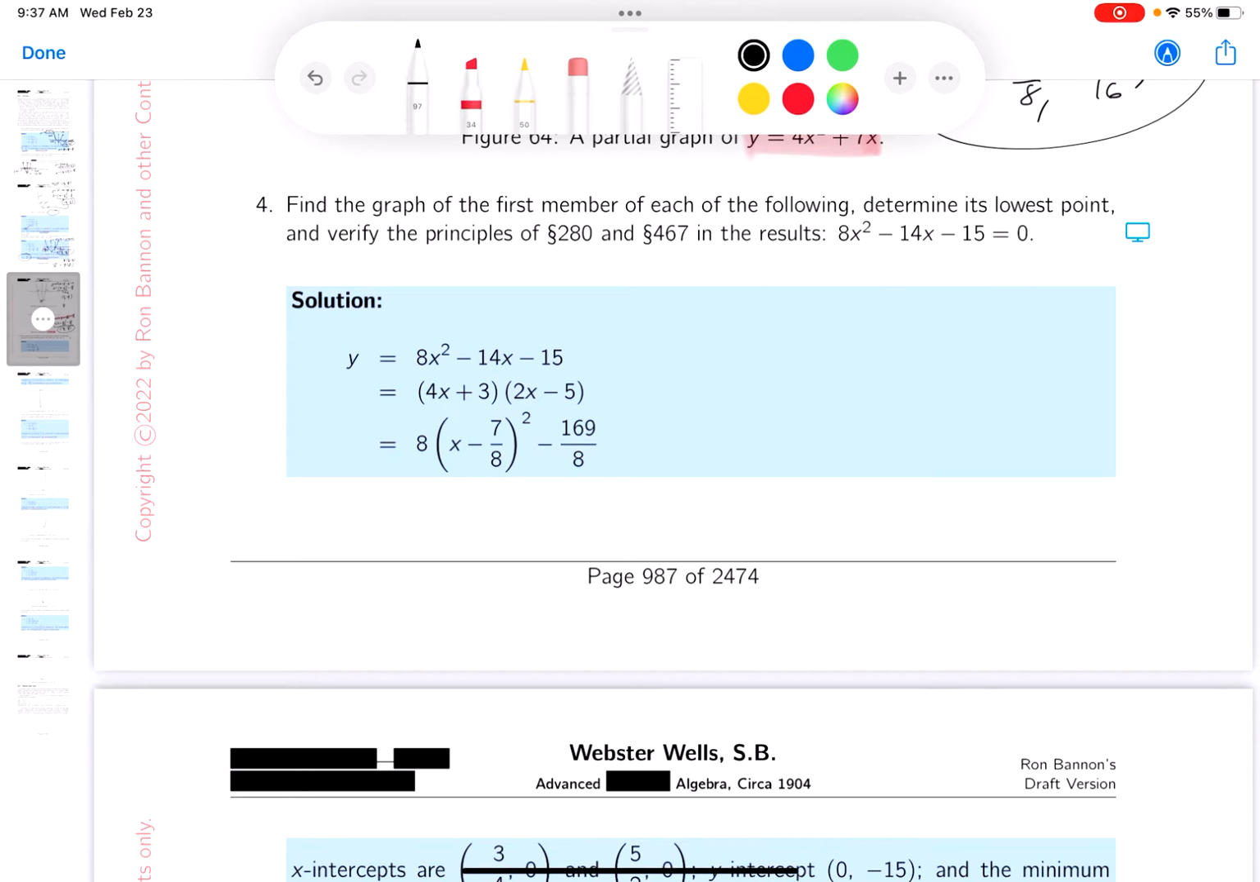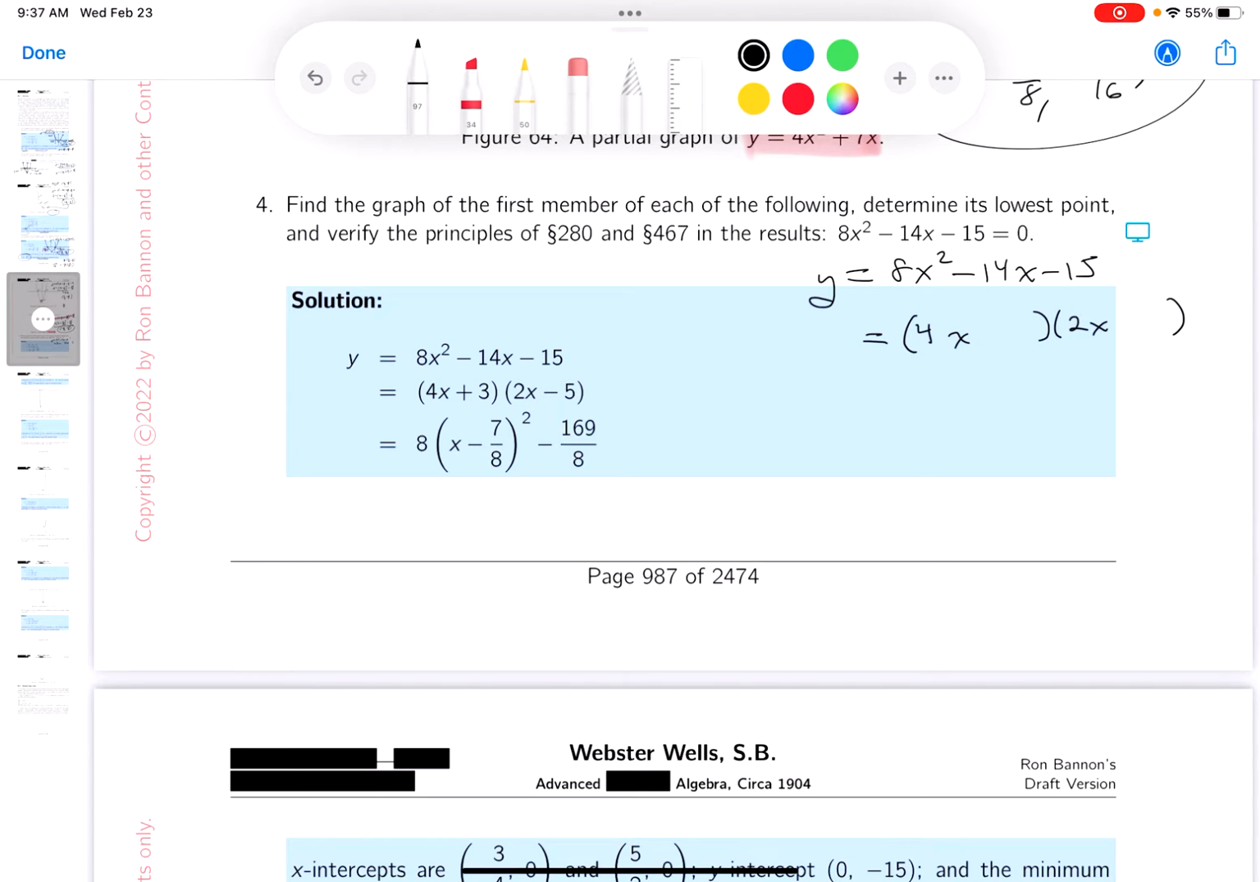Again, I'm going to do it the way I've always done it, which is to factor the left-hand side, which they call the first member. That's 8x squared minus 14x minus 15. And if you factor that, it doesn't look that bad. By the way, if it's not factorable over the integers, I just wouldn't be doing it.